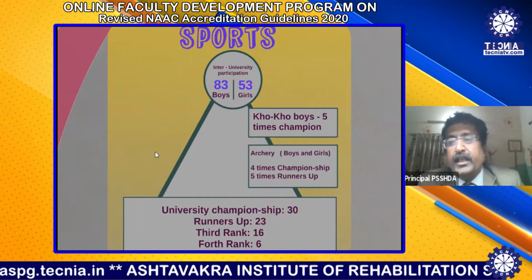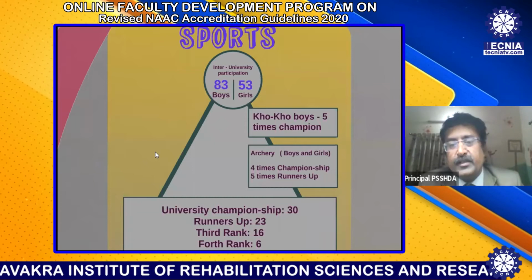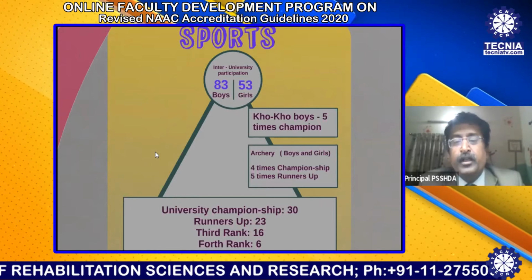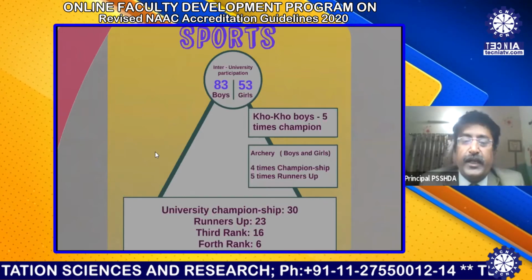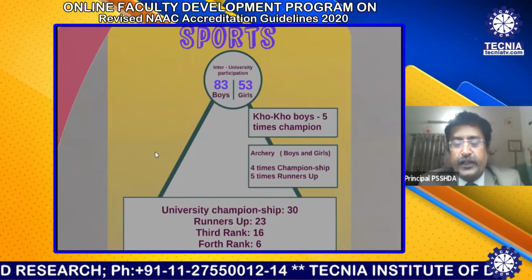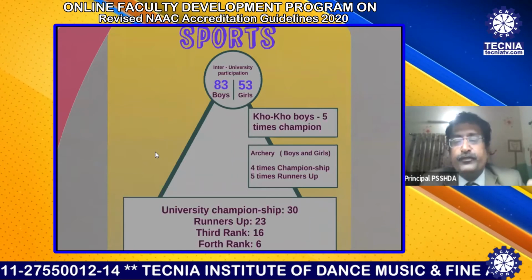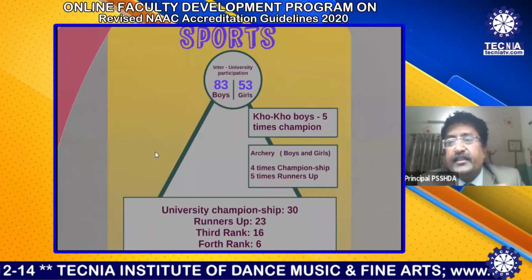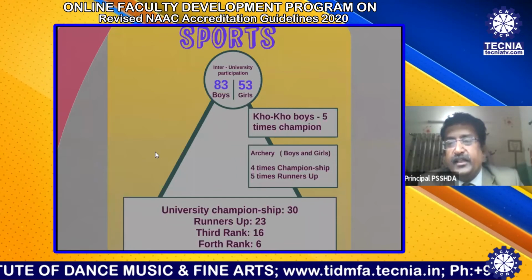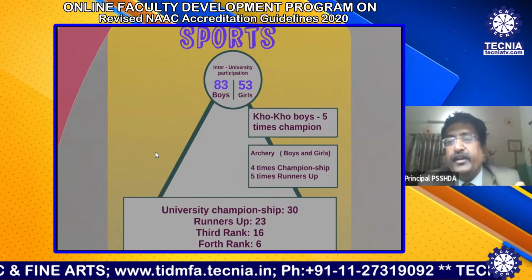My college has got championship in 30 events during the last 5 years. Our college team has played 23 events as runners-up. In 16 events, our college got 3rd rank, and in 6 events, the college got 6th rank. In 4th rank, the college got 6 events. So I can say that out of 30 championships and 23 runners-up, adding these two numbers, my college team has played 53 finals of university level events during the last 5 years.